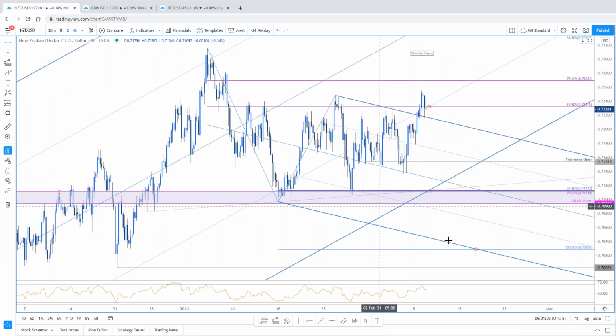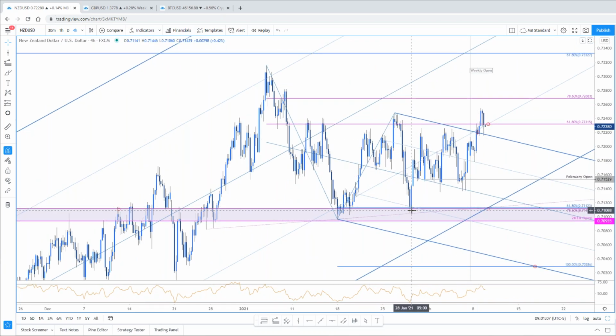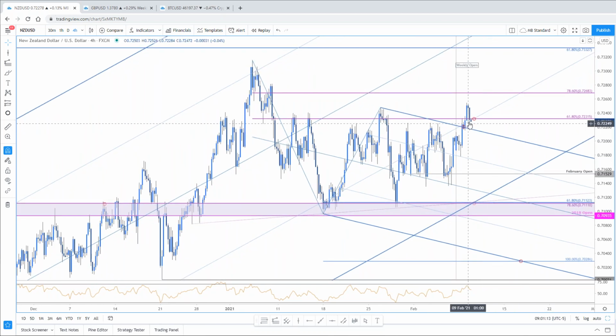Here's Kiwi. I showed you guys this last week. We were working with this pitchfork. We had just rebounded off the lows, looking for resistance, looking for topside exhaustion ahead of 72.30. That's what I told you guys yesterday. So what's this? Is that a breakout? If it is, that low should hold and we should be off to the races.